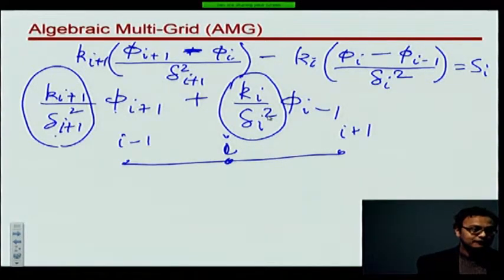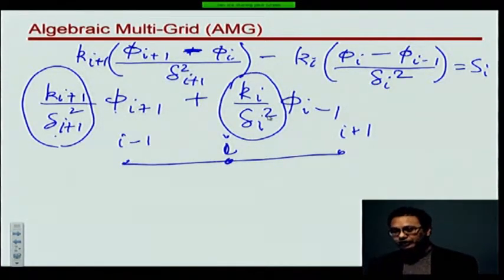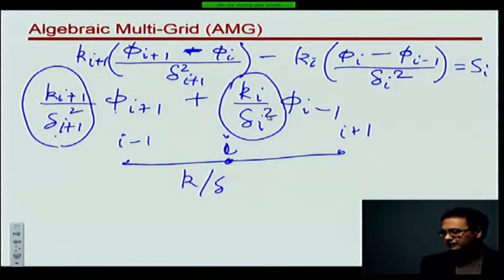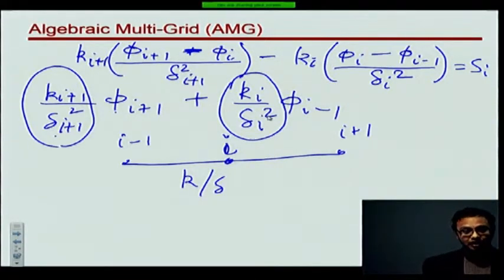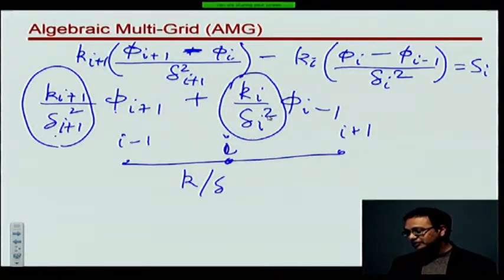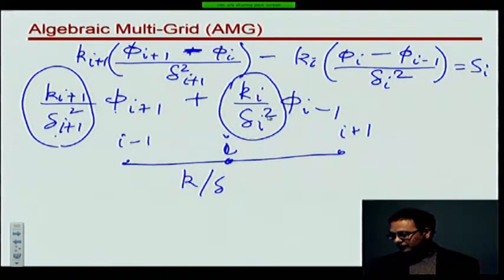Now think about it. We are basically looking at the ratio of k to delta, delta being the spacing. So when will that quantity be large? That quantity can be large either when k, the thermal conductivity in this case, is large, or when delta is very small. So what does that mean? Let's consider the case where k is very large. Suppose the thermal conductivity between that node and that node is much larger compared to the thermal conductivity between that node and that node, then this will dominate.